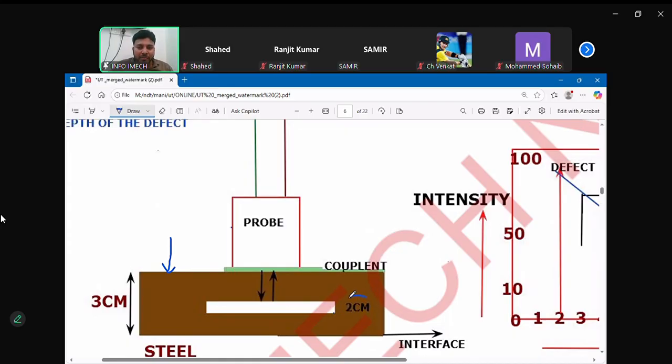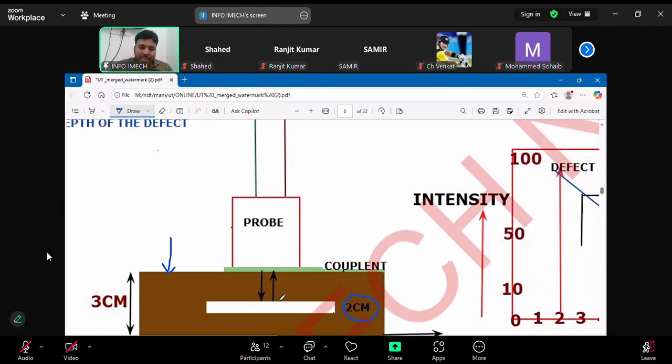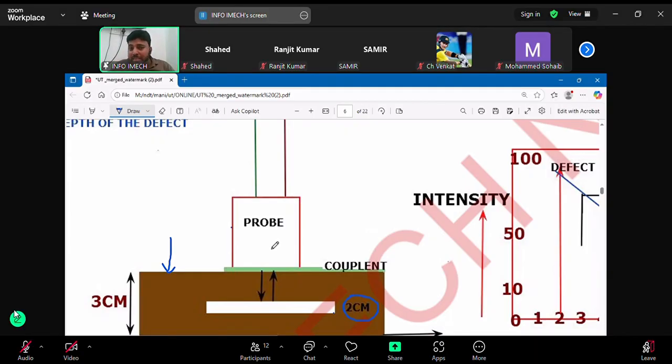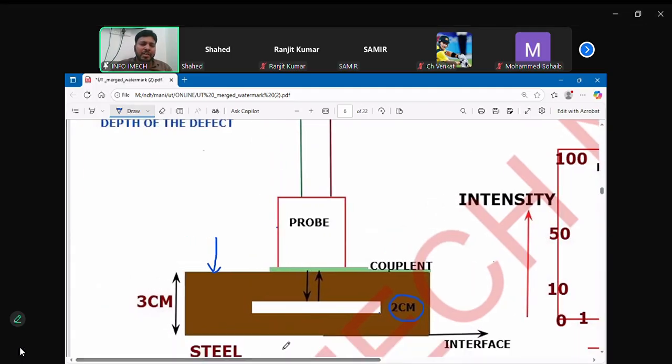At what depth is the defect there? At 2 centimeters. So sound is reflecting from 2 centimeters. Probe will send the same information to the machine. Machine will receive this information. So machine will give echo at what depth? First echo, 2 centimeter. Second echo, 4 centimeter. Yes, same concept it is, guys.